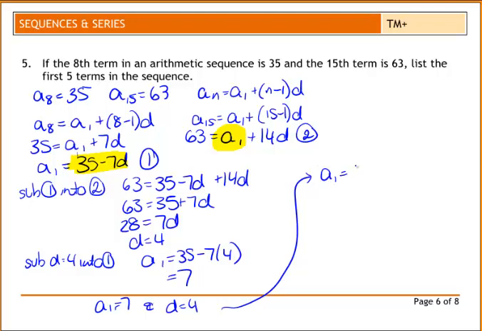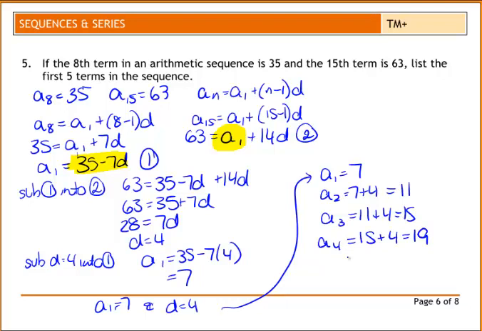So A1 is 7, A2 is going to be 7 plus 4, which is 11, A3 is going to be 11 plus 4, which is 15, A4 is going to be 15 plus 4, which is 19, and A5 is going to be 19 plus 4, which is 23. Okay, so they're the first 5 terms.